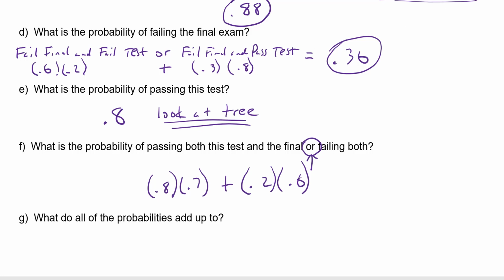Okay, and you multiply those out together and add them together, and you get 0.68. Okay, so remember your ands and ors. Ands mean multiply, or means add. Okay, so my last question is, what do all the probabilities add up to?